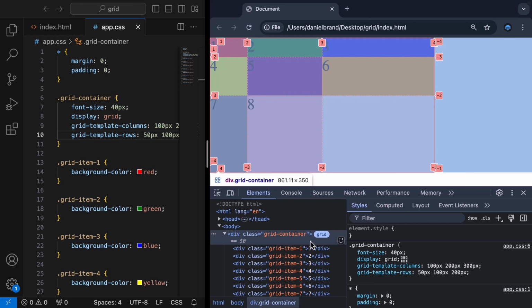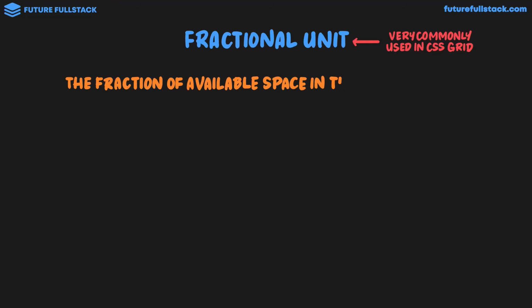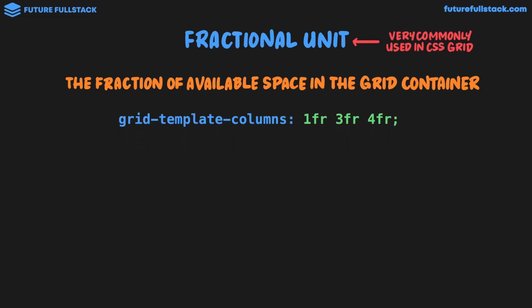Alright, so we now have a good idea of how to define columns and rows in our grid. It's now time to talk about a special unit called the fractional unit, which you likely haven't seen before and is very commonly used in CSS Grid. The fractional unit defines the fraction of available space in the grid container, and we use it like this, where we have our property like grid template columns, and we define our columns using this fractional unit. In this case, I've defined 3 columns. The first is 1FR, the second is 3FR, and the third column is 4FR.